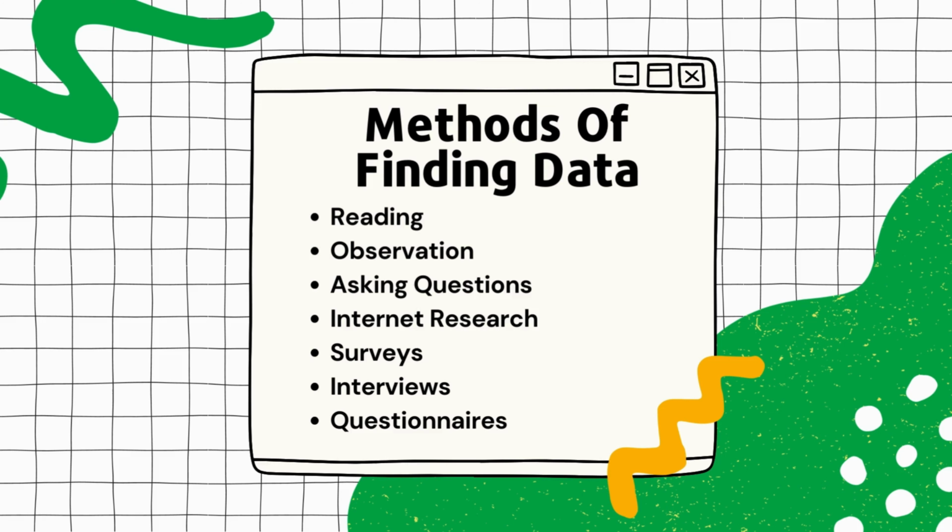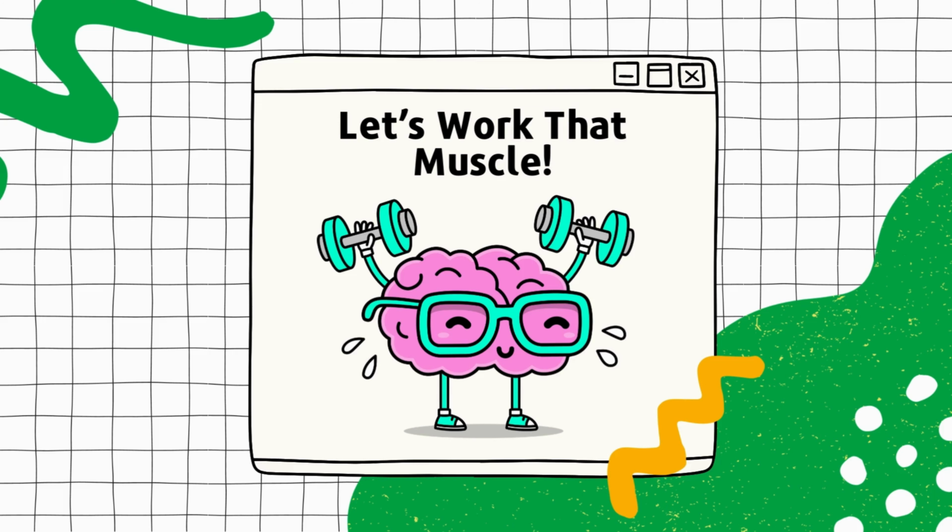So we've talked about a lot of things, right, students? We've talked about the types of data, we've talked about the methods of finding data, and we've talked about the sources of finding data, right? So let's work that brain muscle and let me see how well you can find out what source of data can be used for whatever question it is, and also the method that you think is most suitable for collecting the data.